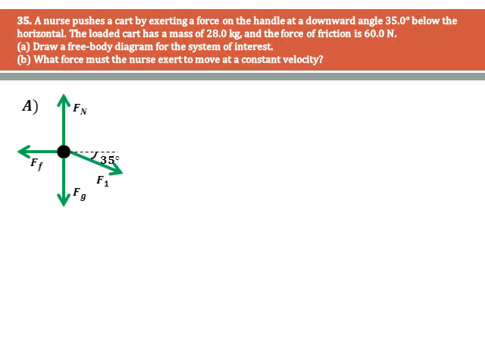So we have the force that's being acted on by the nurse. We have the upward normal force from the ground holding the cart from falling. Then we got force of gravity downward. And then the force of friction is horizontal, preventing its motion.